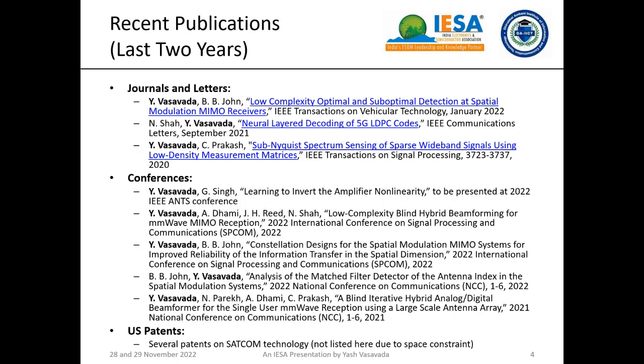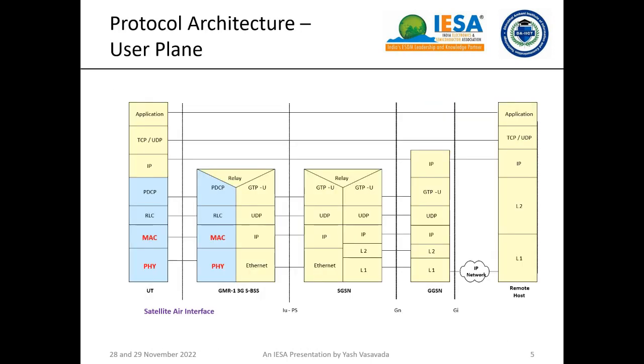These are some of my recent publications over the last 2 years. Just to give you a quick overview, I worked in the domains of spatial modulation MIMO, 5G LDPC codes, some smart decoding algorithms for them based on machine learning, as well as some sub-Nyquist spectrum sensing of sparse wideband signals. And recently, I've published multiple conference papers on compensation for amplifier nonlinearity, hybrid beamforming for MIMO, and so on and so forth.